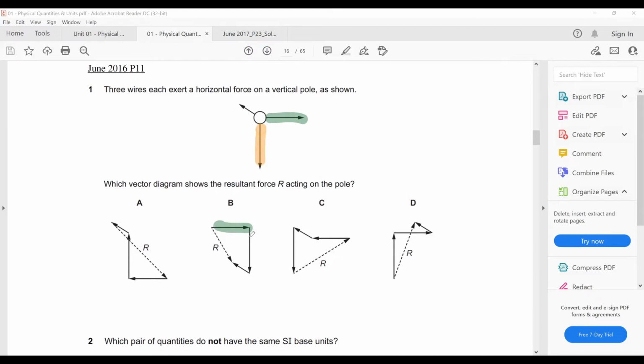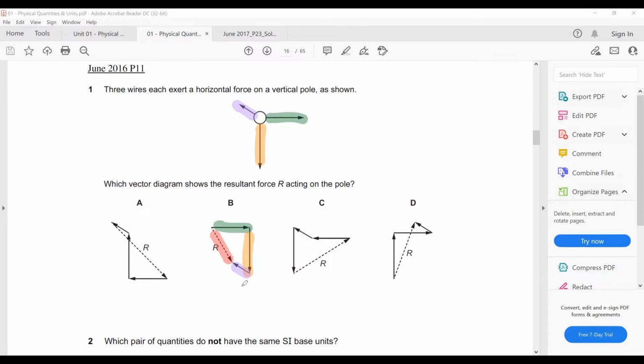This one is this one. And then this one is this one. You see, these are all drawn from head to tail. Okay, so notice that this would be my gap.